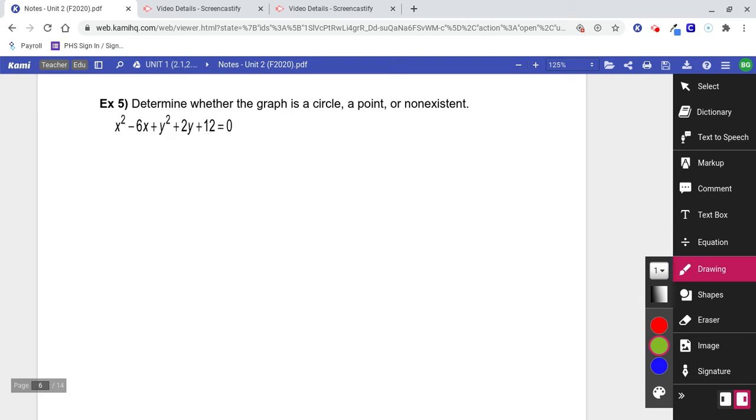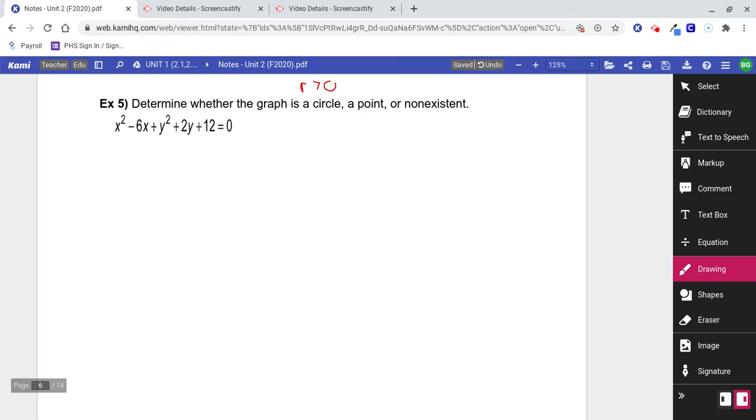Determine whether the graph is a circle, a point, or non-existent. In order to do that, you're going to have to look at the radius. And for a circle, that's what we've seen so far. The radius is going to be greater than 0. So any circle is going to have a radius of greater than 0.